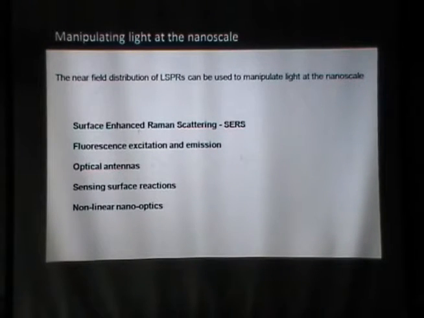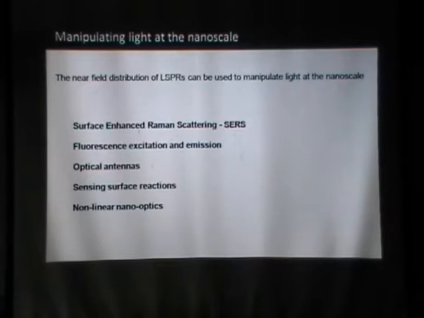Okay. So I hope you now got a flavor of what these localized surface plasmon resonances are, the basic features of them, and now we will start discussing examples of how they can be used to manipulate light, heat, and forces. So let's start with light. Basically, what we are going to use here is that near field distribution that I showed you to manipulate light-induced processes on the nanoscale.